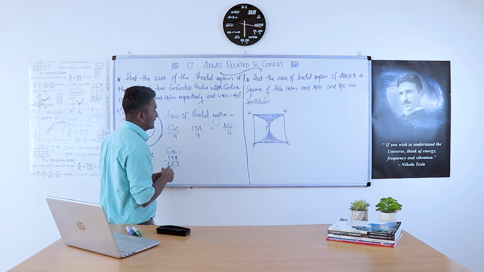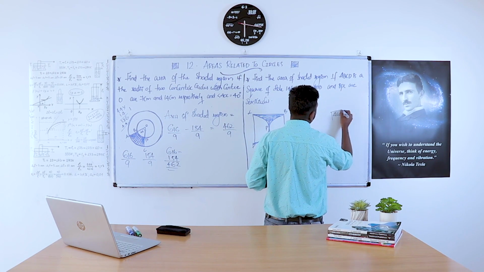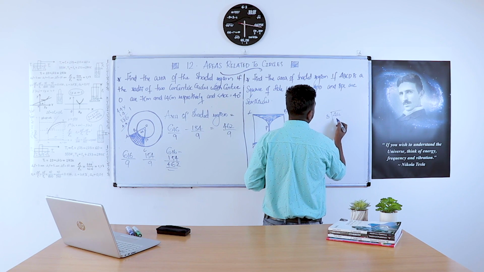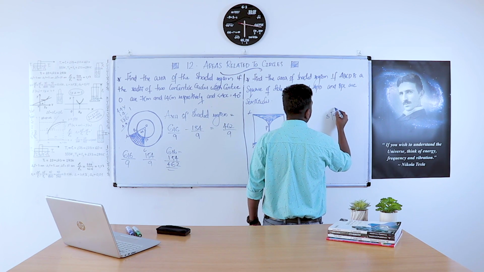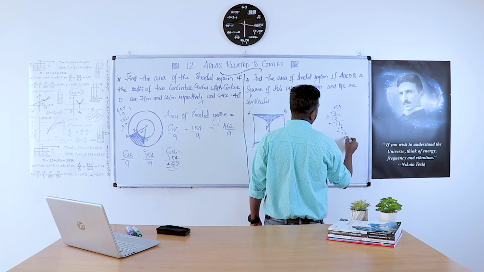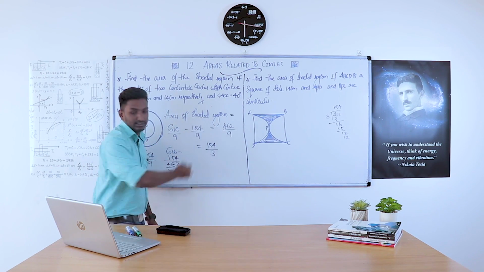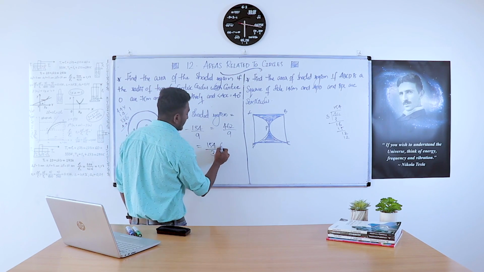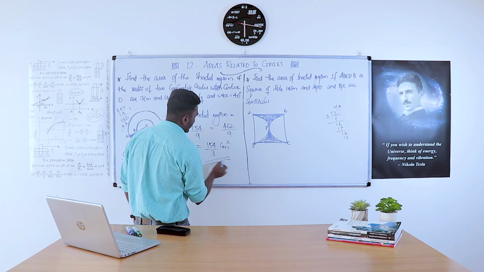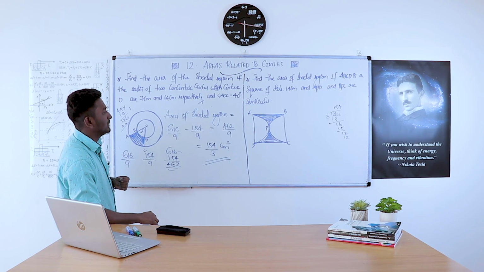With simplify, divided by 3. Just let me check. 3 into 3, 3. Remainder 1, 16. 5 into 3, 15. Remainder 1, 12. 4 into 3, 12. It can be 154 divided by 3. That much centimeter square. Right. So the area of this shaded region is 154 divided by 3 centimeter square.